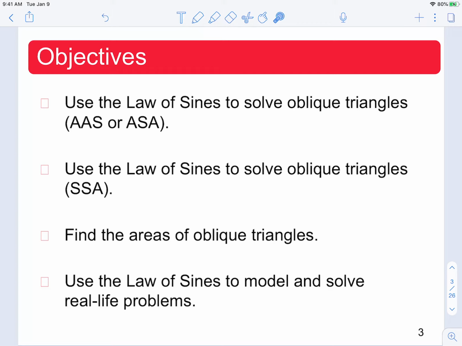In this section, we have 4 objectives. We're going to use the law of sines to solve what are called oblique triangles, as opposed to right triangles. And we are going to also find areas, and we're going to solve a couple of real-life problems. Now you'll notice that there are 2 different types here, angle, angle, side, and angle, side, angle, and then this side, side, angle. We'll talk about what that means.